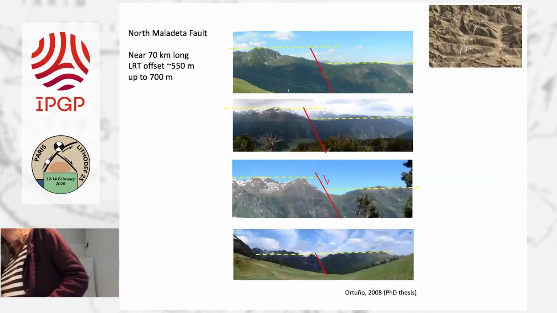However, if we consider the envelopes of these old markers, which I'm going to show you a little of how we studied them, we can trace them and even quantify offsets that go up to 700 meters and that are continuous along 70 kilometers.